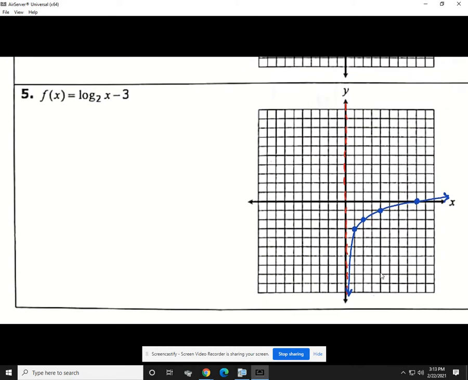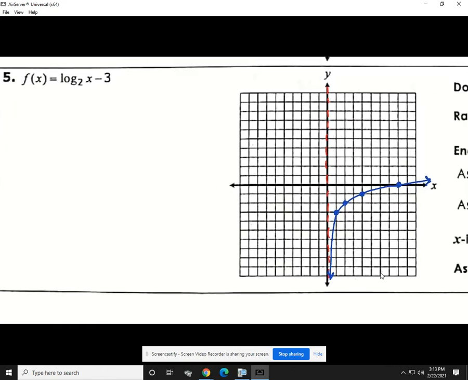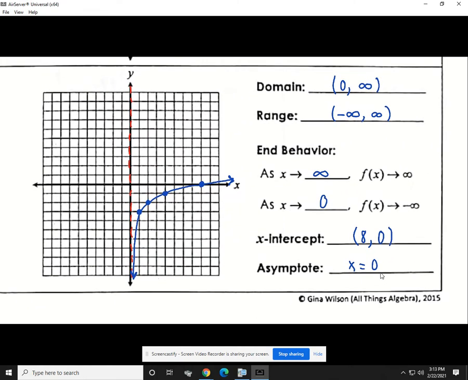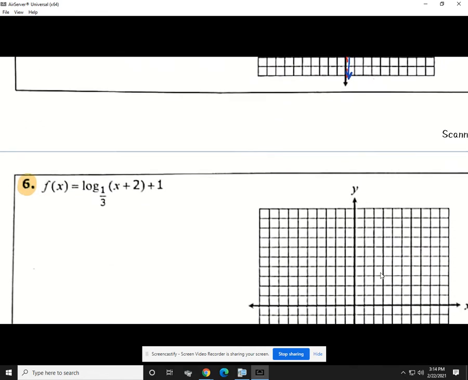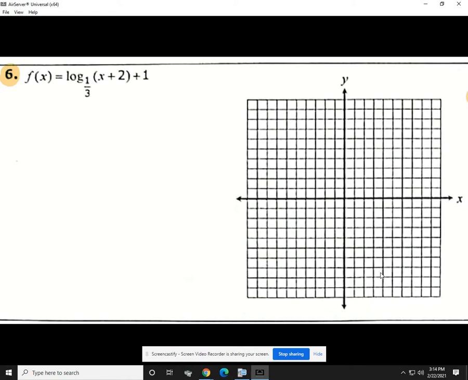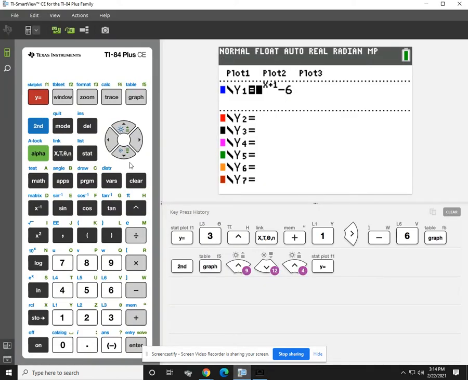Same with number 5. There is one logarithmic graph on yours, but it looks more like number 6. So here's this graph, and here's the domain and range and end behavior, x-intercept and asymptote for this problem. So pause it if you need to, but we're going to move on down to number 6, and we're going to look at this one because, again, it's more like the one you're going to do on your test. So let's go graph this thing.